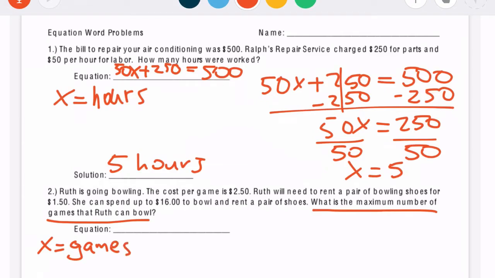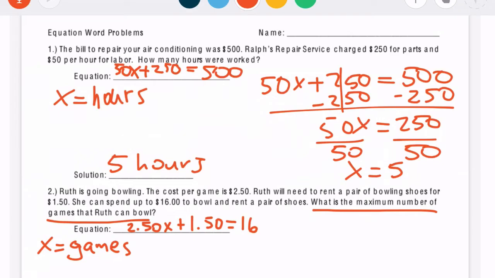So when we set up our equation, we just have to think, okay, she can spend up to $16. So that's the total. That's what our equation is going to equal. And then it costs $2.50 a game. So that x we decided was going to be the number of games needs to go with the $2.50. And then, like the problem above, the bowling shoes, those are some cheap bowling shoes, cost $1.50. So that's just a flat rate you're adding on to the cost.